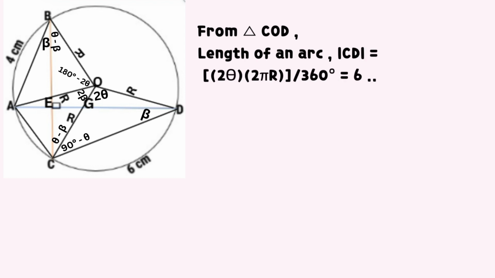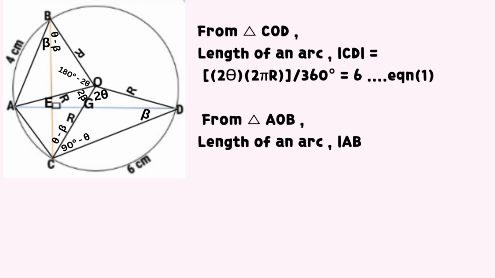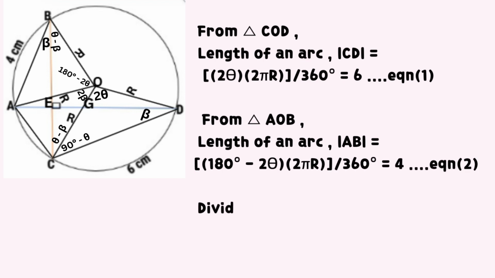From triangle COD, the length of arc CD equals the product of 2 times theta and 2 times pi times r, all divided by 360 degrees, which equals 6. We call it equation 1. From triangle AOB, the length of arc AB equals the product of 180 degrees minus 2 times theta and 2 times pi times r, all divided by 360 degrees, which equals 4. We call it equation 2. Divide equation 1 by equation 2.